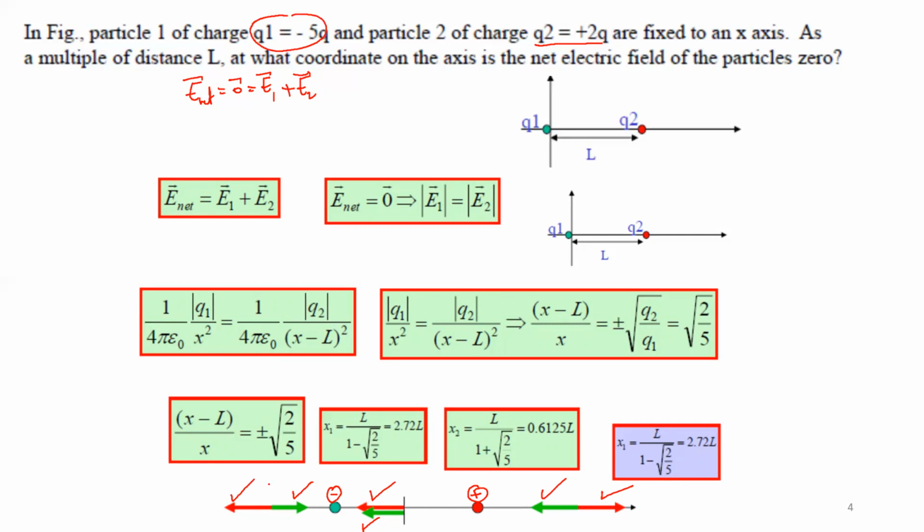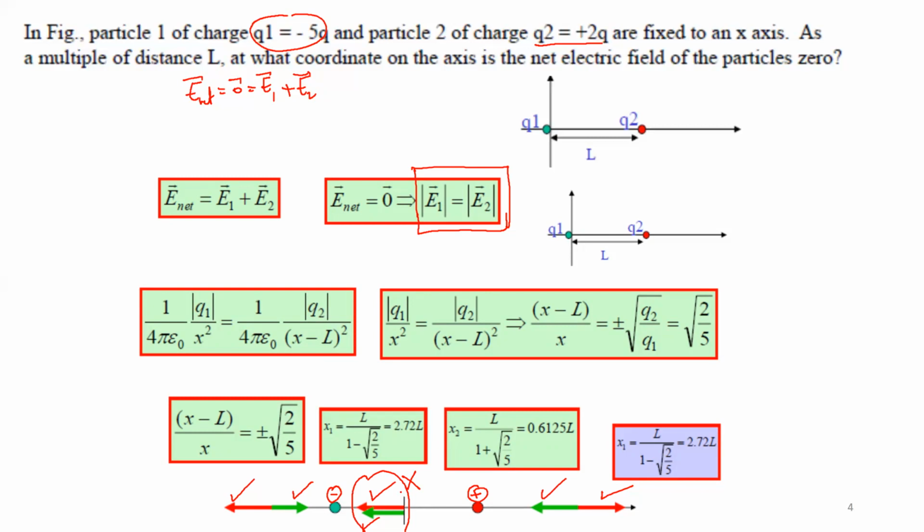Okay. Now, of course, net electric field equal to 0 means that the magnitude of electric field of 1 is equal to the magnitude of electric field of 2. But they should also have opposite direction. So I will have two solutions for this condition. One in which they will be pointing along the same direction, which is this one, but that's not what I want. I want one in which they are pointing in an opposite direction. And that's what I will solve, right?